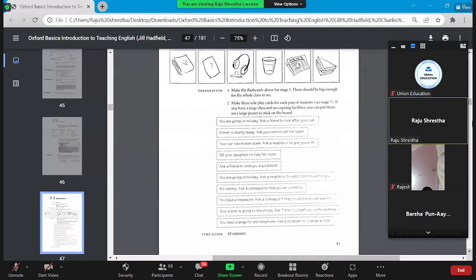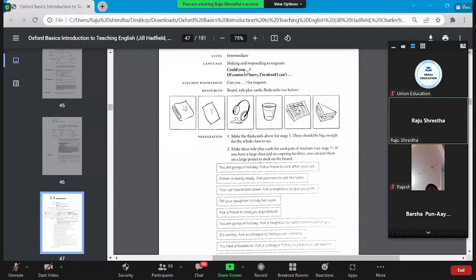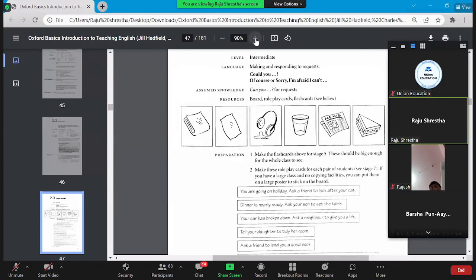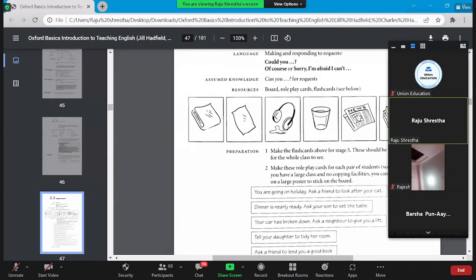यहाँ अर्को लेसन प्लान छ फेरि. यहाँ अघिको making suggestion and responding थियो, यो चाहिँ फेरि making request and responding to request भन्ने छ. We make request and we respond. So what is written here?